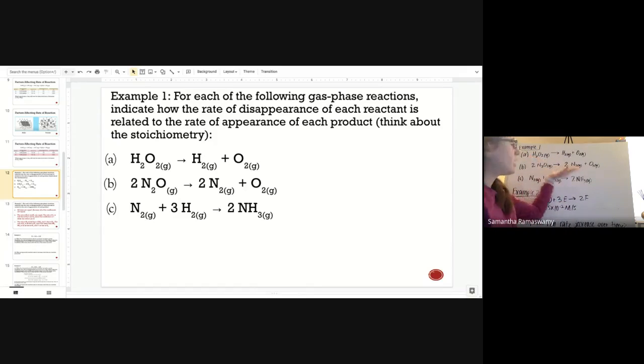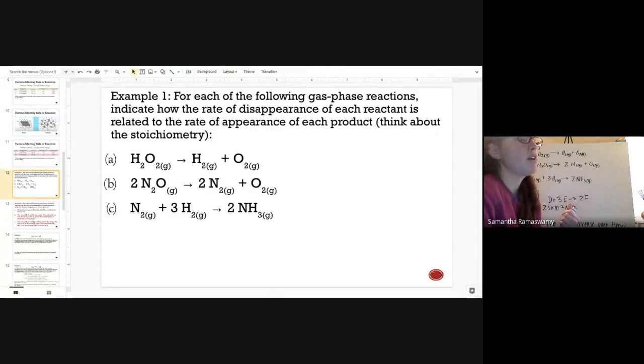So when it comes to these examples, for example 1, they don't give us any numbers. So we're just going to talk about how the rates are affected, and we're going to write it down conceptually. If we look at example 1A, it wants us to talk about how the rate of disappearance of each reactant is related to the appearance of each product.